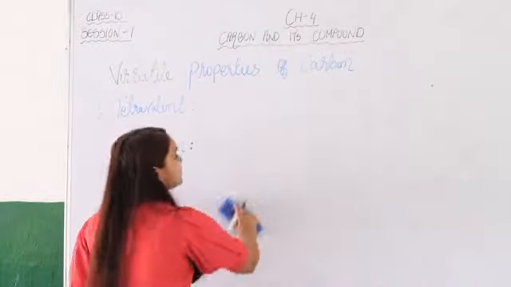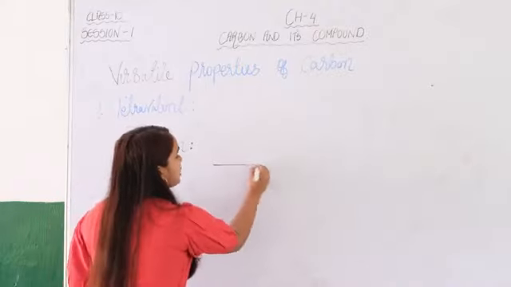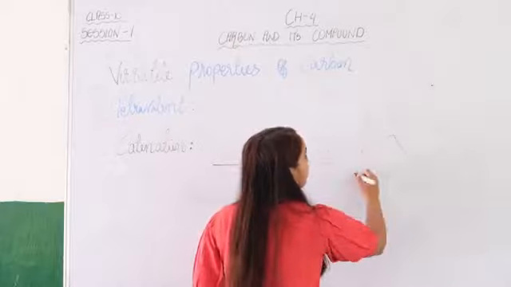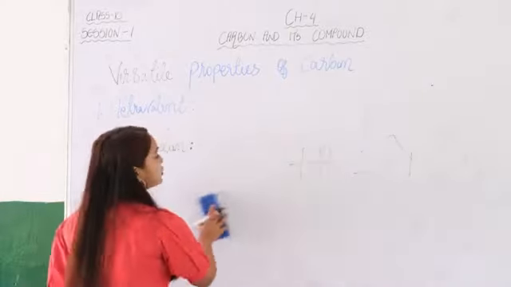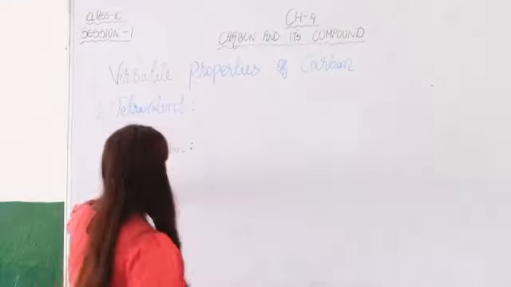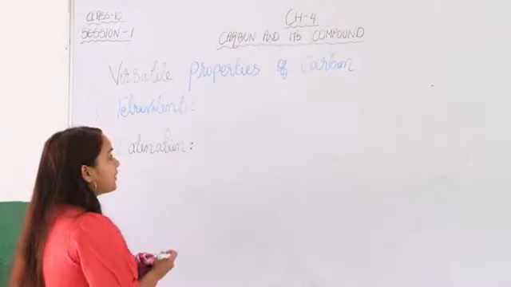With the help of this catenation, carbon may form a straight chain, or it may form branches, or it may even be ring shaped. Now let us see how this catenation is done in case of carbon. Carbon has this unique property of catenation. That means it starts linking up with its same kind of atoms.